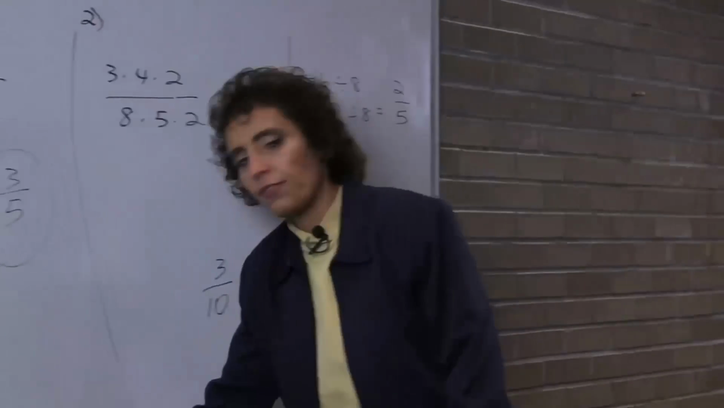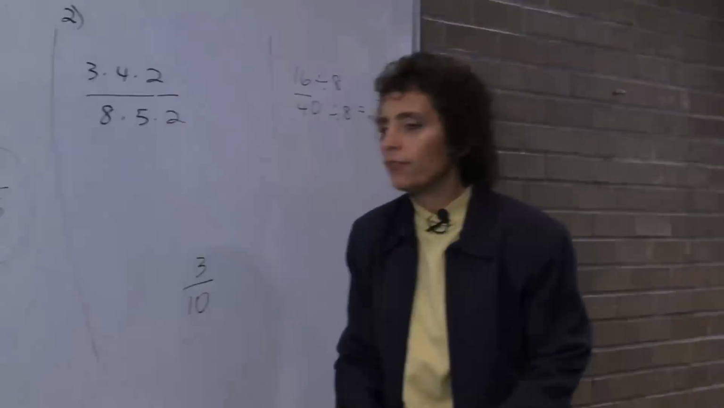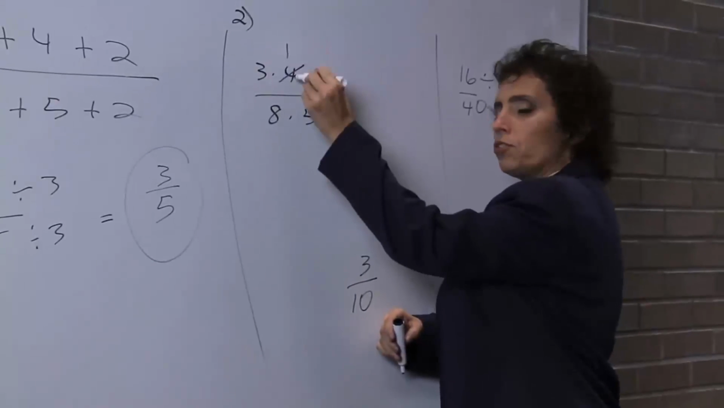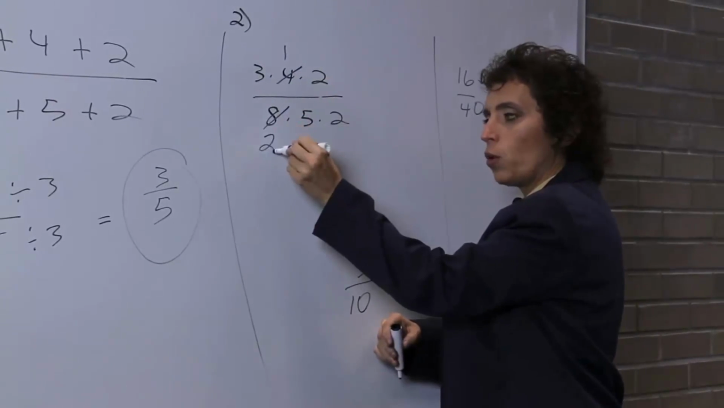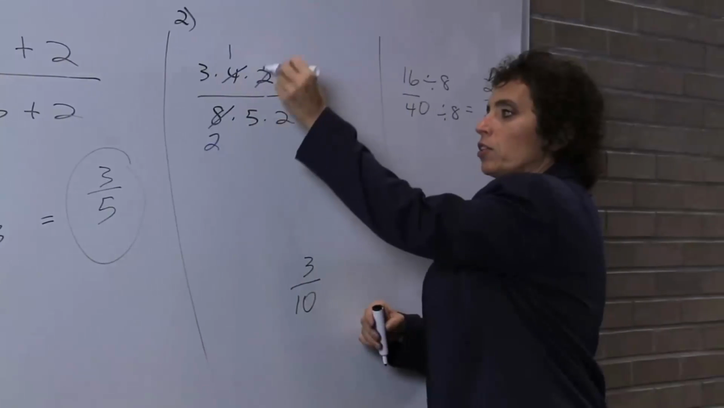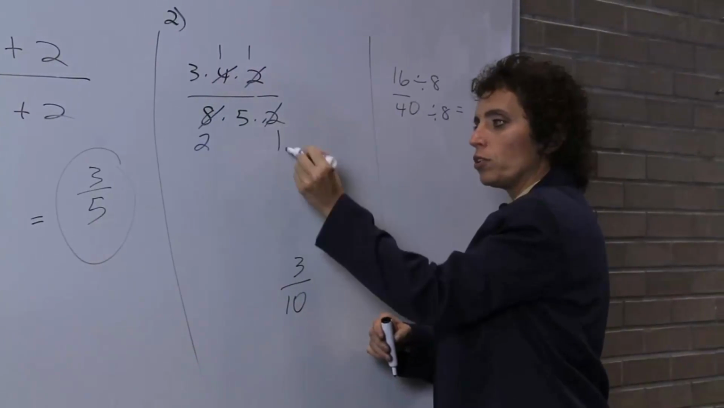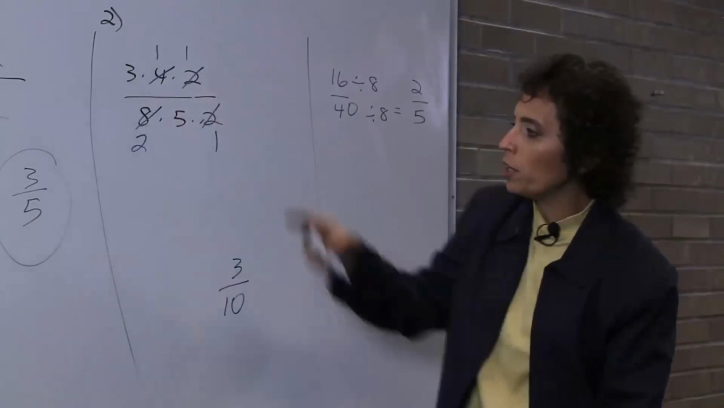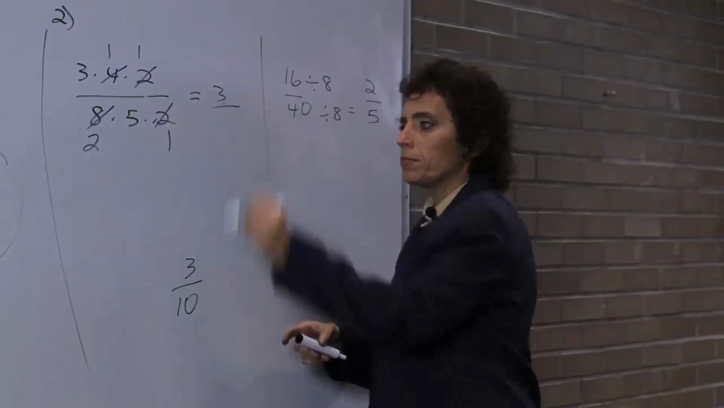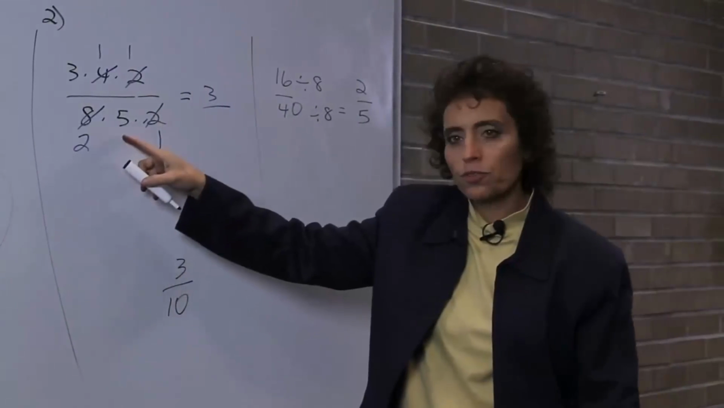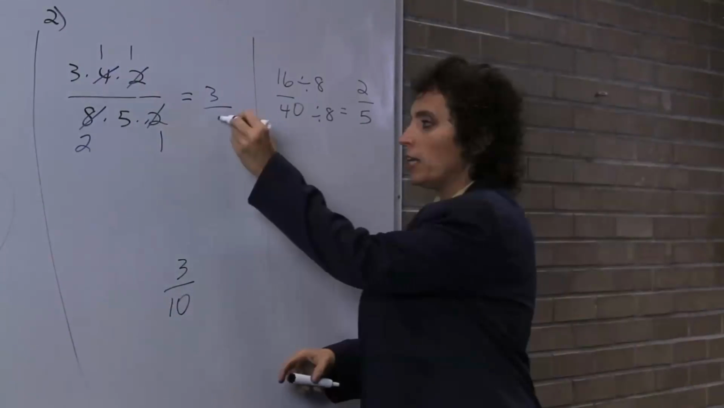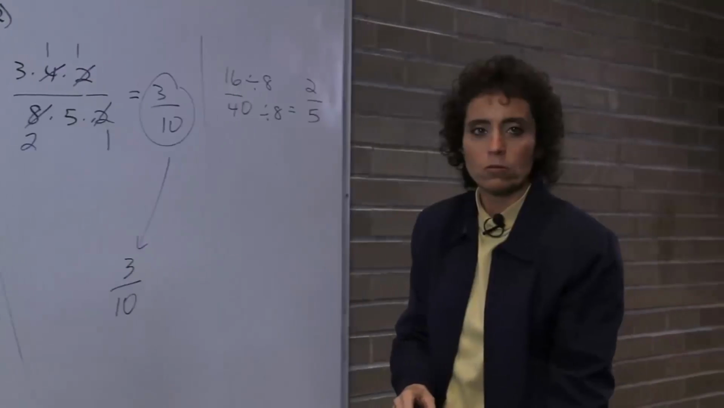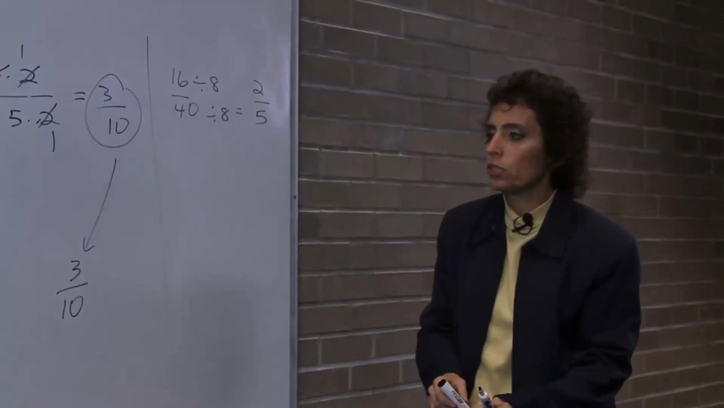I wonder if I would get the same answer if I did this. Watch. 4 goes into 4 once. 4 divides into 8 twice. 2 divides into 2 once. 2 divides into 2 once. On the top, I have 3 times 1 times 1, or just 3. On the bottom, I have 2 times 5, which is 10, times 1, which is 10. Oh. That's a little quicker, wasn't it?